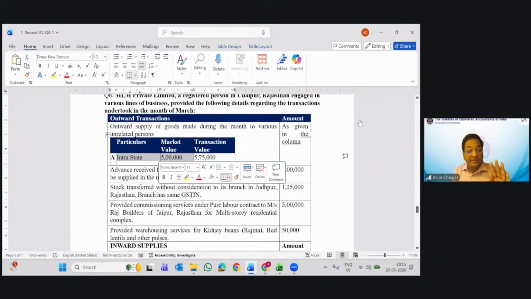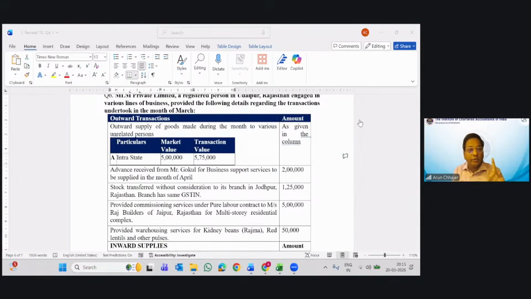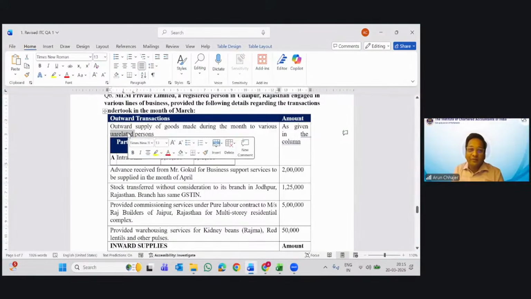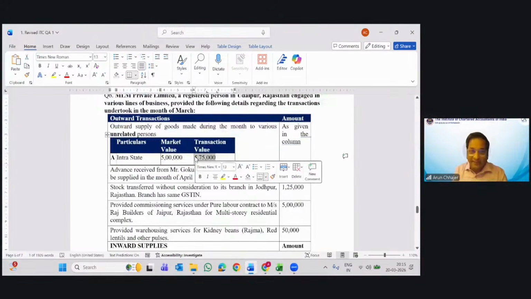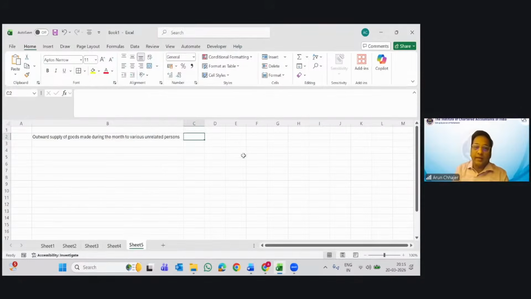See, rule 27, 28, 29, you will apply when either price is not the sole consideration, or when you are doing the transaction with related party. Unrelated, they have clarified the word unrelated. Why you will apply the valuation rule? Transaction value will be the taxable value, right? So in this case, what will happen? You can say that 5,75,000 is the taxable value, and the rate of the tax is 2.5%.